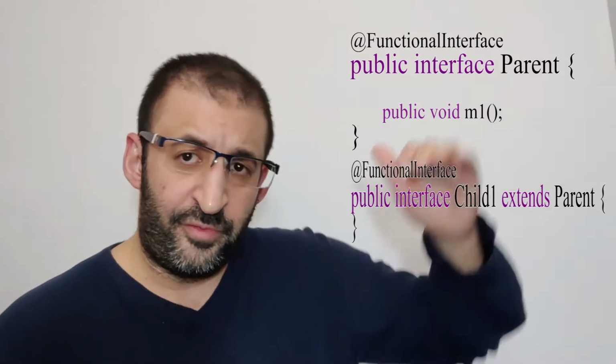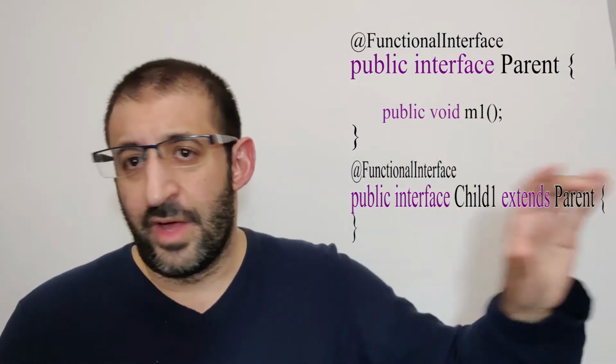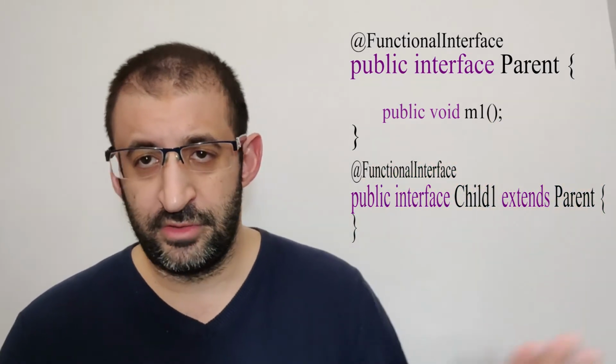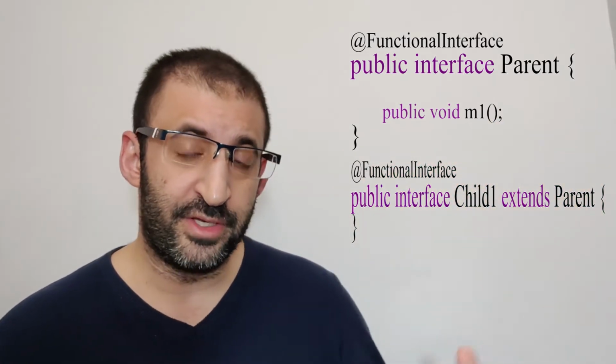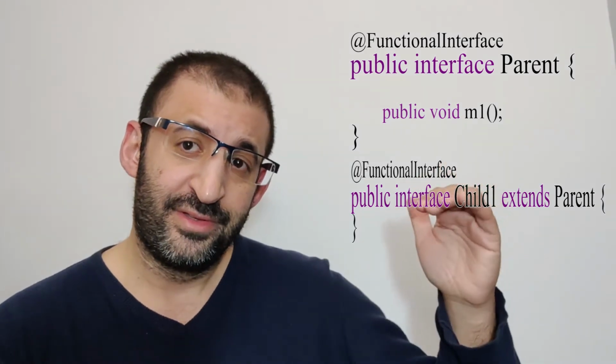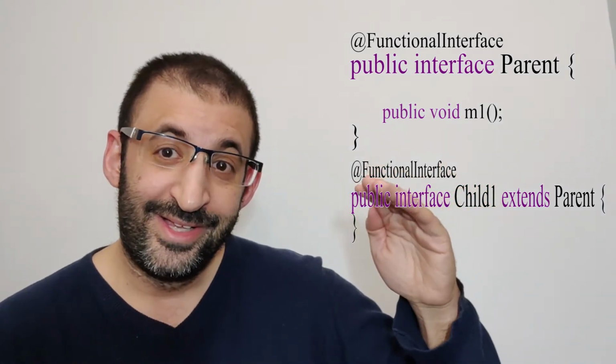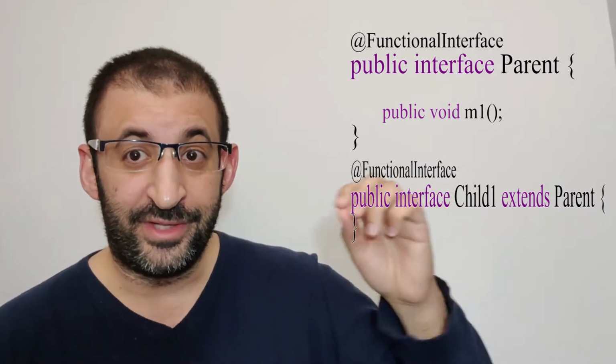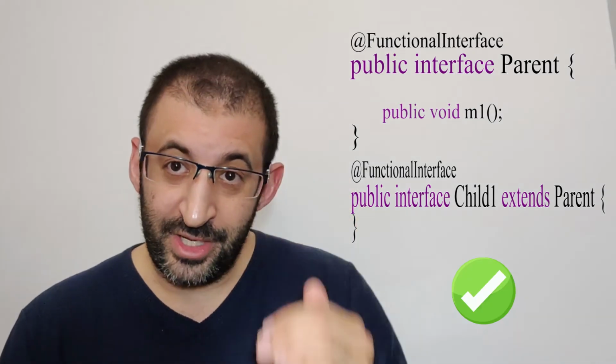Here the second interface, the first one is good, no problem. The parent is good. We have only one abstract method, so it is a functional interface, it's good. But the second, I talk about the child now, about inheritance. This second doesn't contain any abstract method, and I have put the annotation. But this parent contains only one abstract method. So also the child contains only one abstract method. So for this case, the second interface or the child interface is also a functional interface. So the compiler will be good.